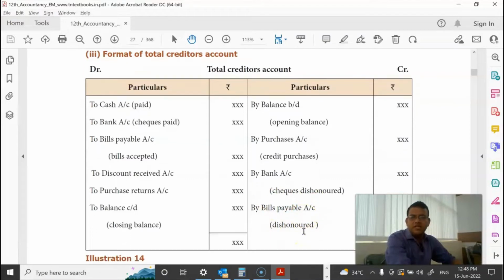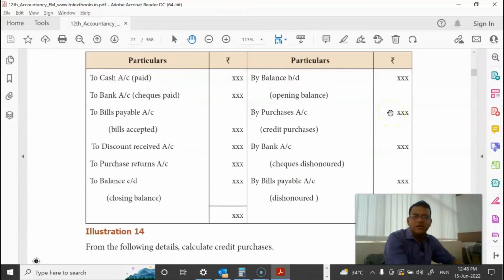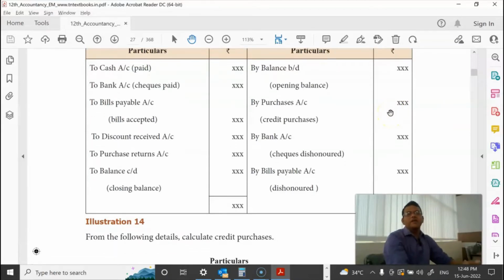Same concept as debtors, so I need not elaborate because I have spent more time over there explaining each of the concepts. This is just the opposite. There it was sales, here it is purchase. So you have the closing balance over here, and most of the time this will be the requirement. You have to find the credit purchases, the balancing figure of credit purchases. That is the reason why you have to prepare the creditors account.